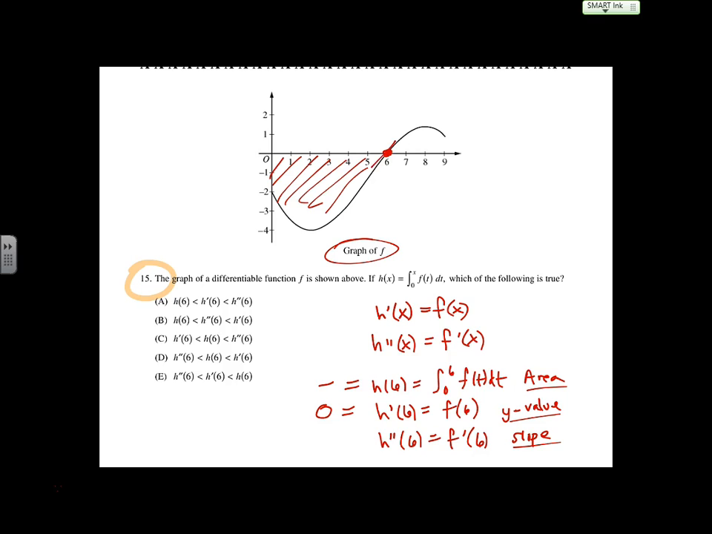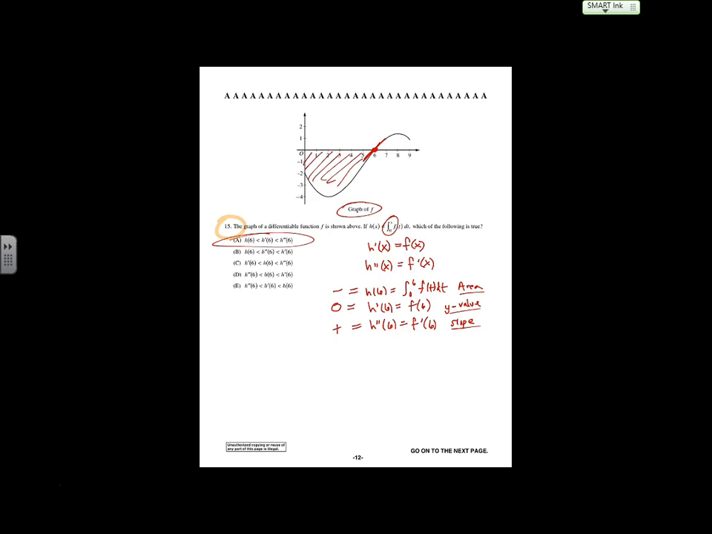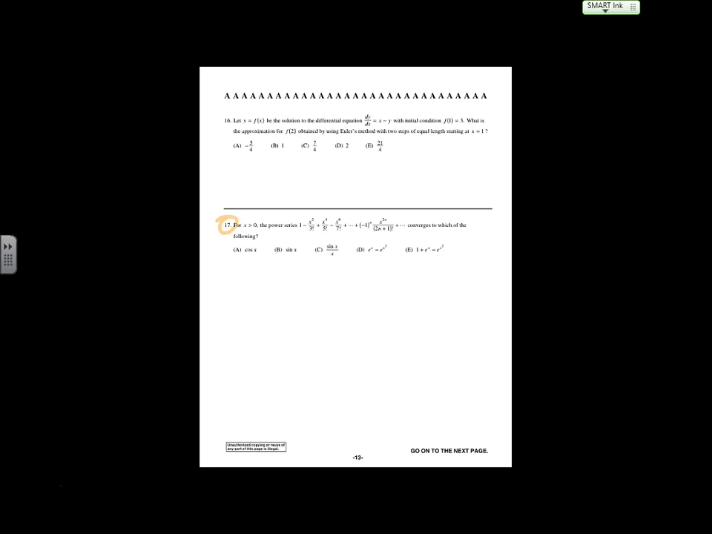And the slope at 6 is, no, it's positive area. No, because it's from 0 to 6. I got you, from 0 to 6, not 6 to 0. Gotta look at those bounds. So therefore it's going to be h, then h prime, then h double prime. Okay, right? And then 17.